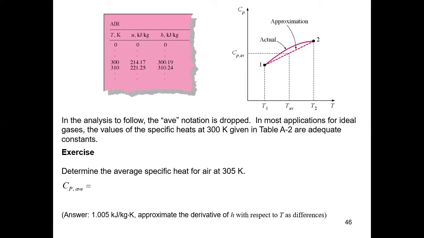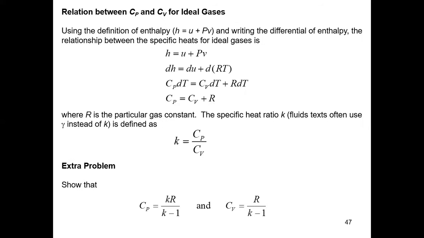So we are going from state one to state two. Actual path is shown. The approximation is shown by the dashed line. Determine the average specific heat for the air at 305 degrees Celsius. And the answer is given.